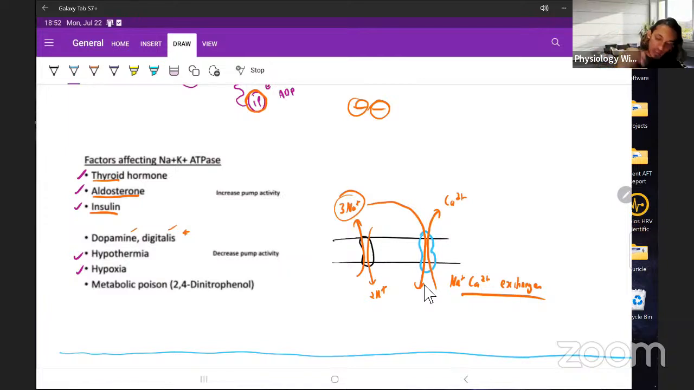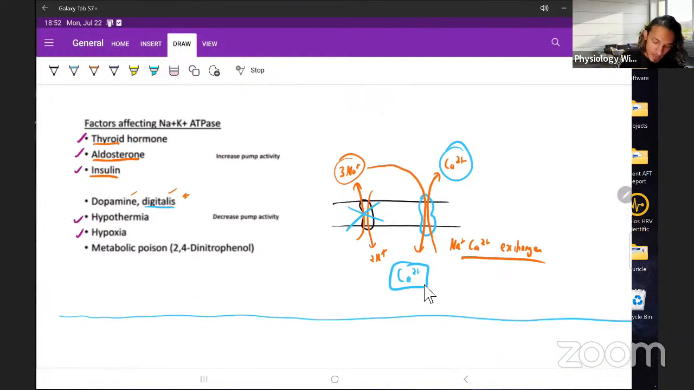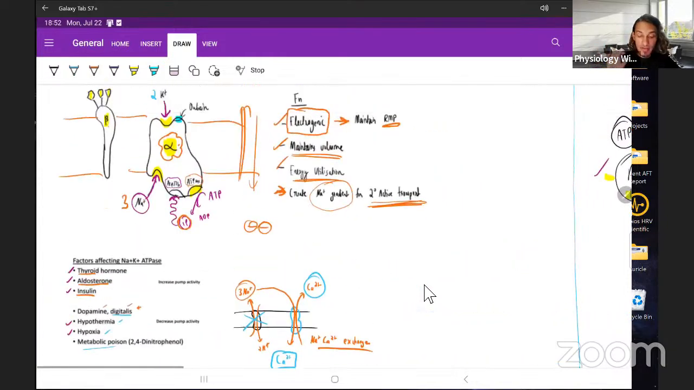So what we do is we use digitalis to inhibit sodium potassium ATPase. Hence, that gradient is no longer there. Hence, calcium will not go outside. Instead, calcium is going to stay inside, making more calcium available for contractile activity. So that is why digitalis is often used in heart failure. Okay. Now, apart from that, we have hypoxia, hypothermia, and metabolic poisons like 2,4-dinitrophenol, which can also decrease the pump activity.